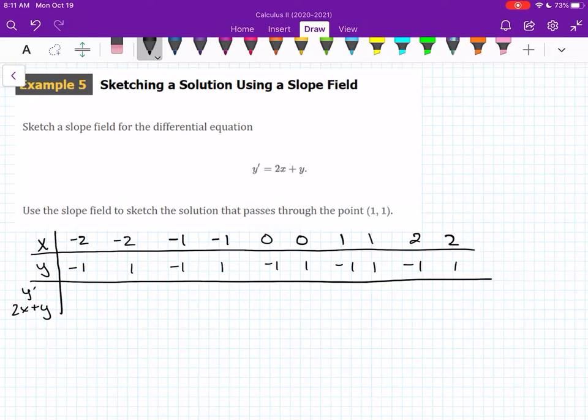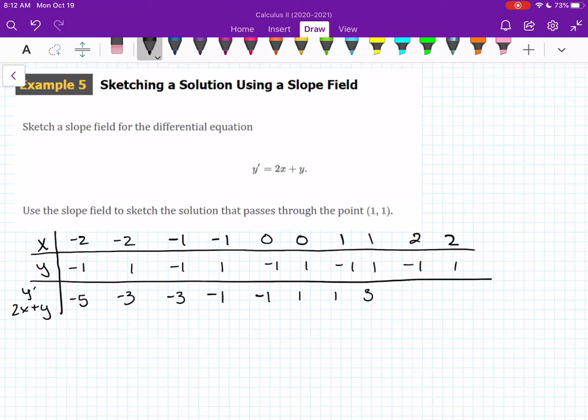So if I plug those in, 2 times -2 plus -1 gives me a -5. 2 times -2 plus 1 gives -3. 2 times -1 plus -1 is -3 again. 2 times -1 plus 1 is -1. 2 times 0 plus -1 is -1. And 2 times 0 plus 1 is 1. And then 2 times 1 minus 1 gives me a 1. 2 times 1 plus 1 gives me a 3.